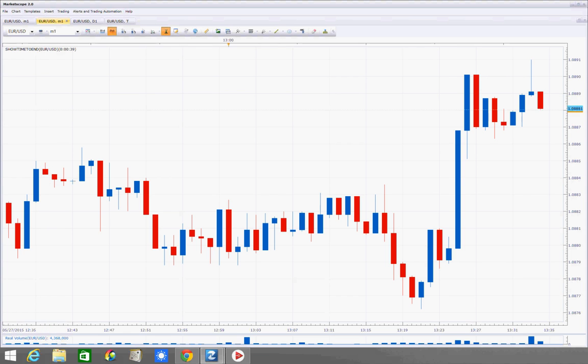Okay, so let's go through this. Everyone should be able to, if you haven't opened up your FXCM, open it up please. Go through the Eurodollar based on a 1 minute time frame.